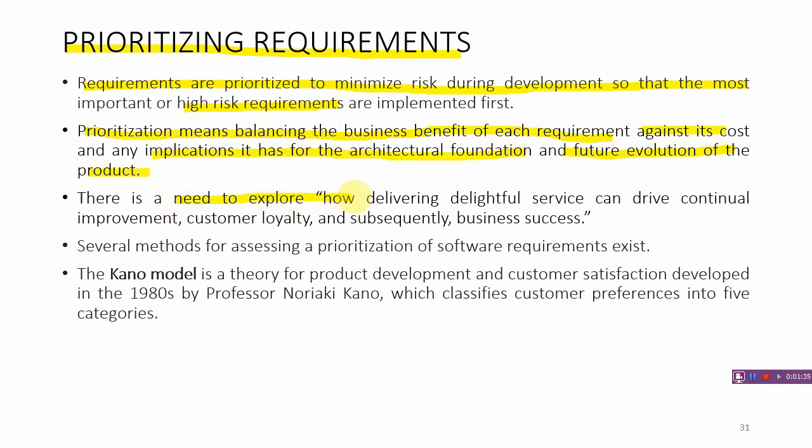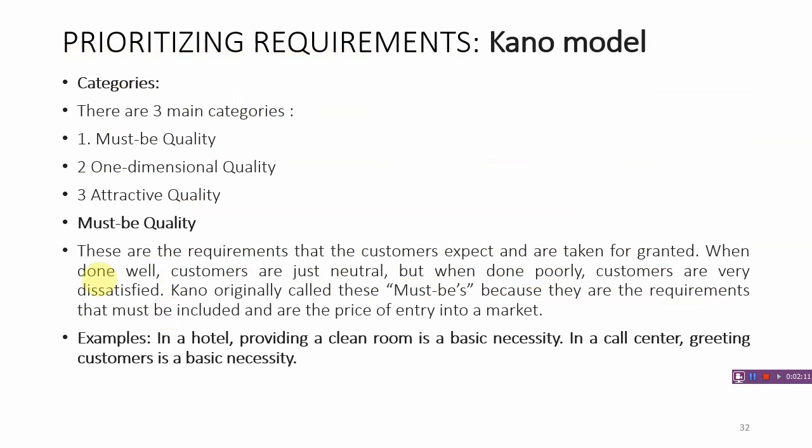There is a need to explore how delivering delightful service can drive continual improvement, customer loyalty, and subsequently business success. Several methods for assessing the prioritization of software requirements do exist. One of them is the Kano model, which is a theory for product development and customer satisfaction developed in the 1980s by Professor Noriaki Kano, which classifies customer preferences into five different categories, out of which we will be looking into three main categories: must-be quality, one-dimensional quality, and attractive quality.